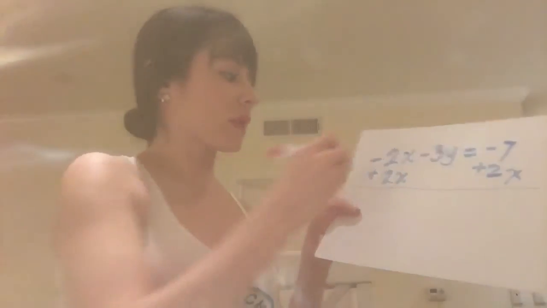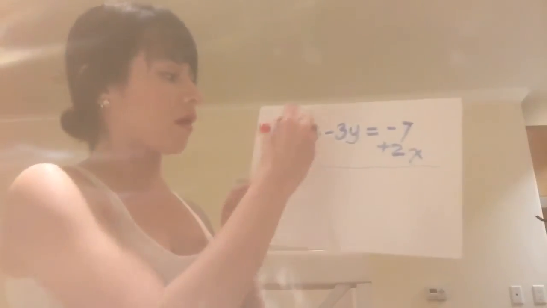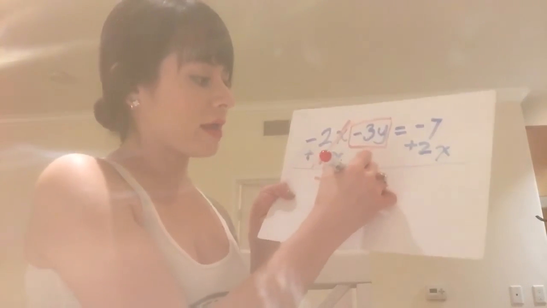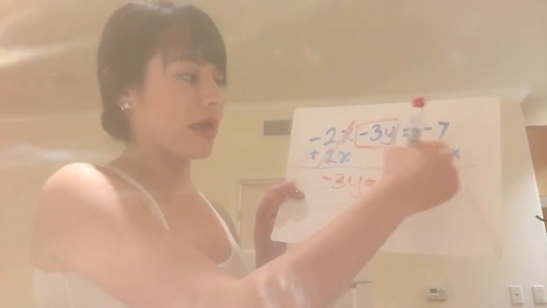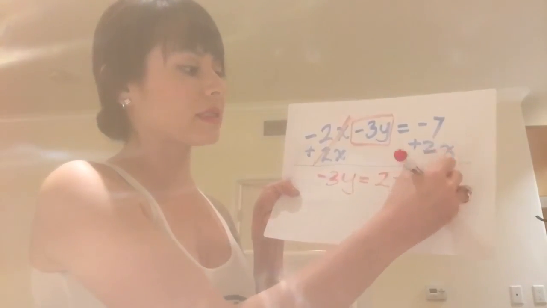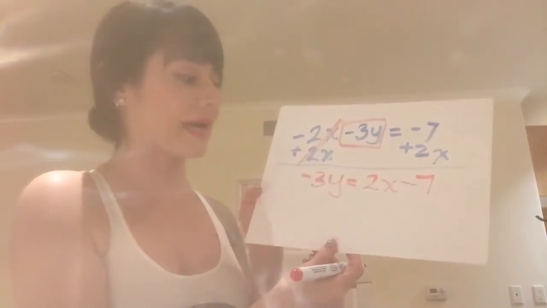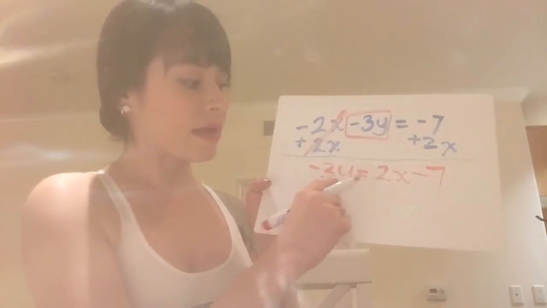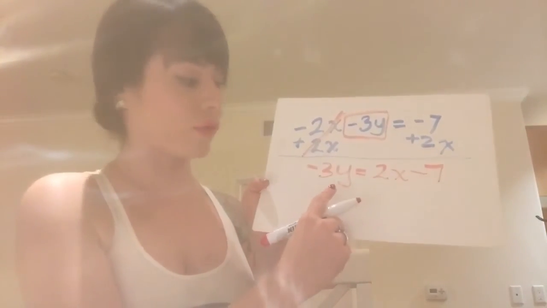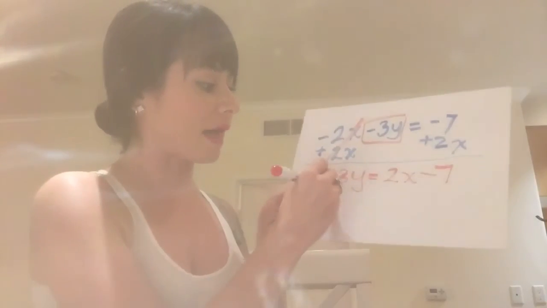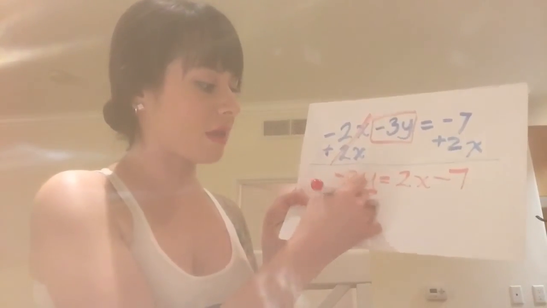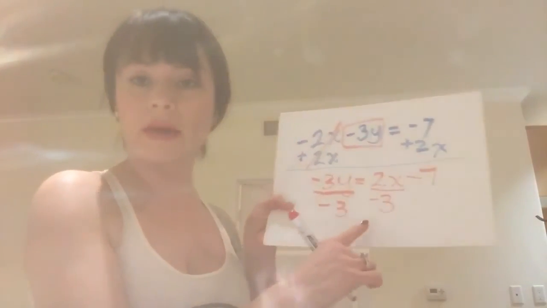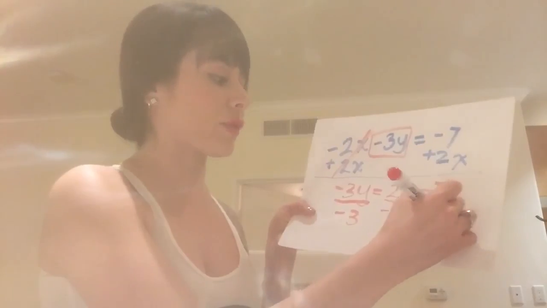After that, these will cancel because opposites cancel each other out, and then you're left with negative 3y. Then this is all one problem, so we have a positive 2x minus a 7. This negative 7 is the same thing as saying minus 7. So now we need to get rid of this negative 3 so the y can be by itself. The negative 3 is multiplying y, so the inverse operation would be to divide. Whenever you divide by the same integer, which is a negative 3, you have to do it to each term. So divide by negative 3 here and divide by negative 3 here.